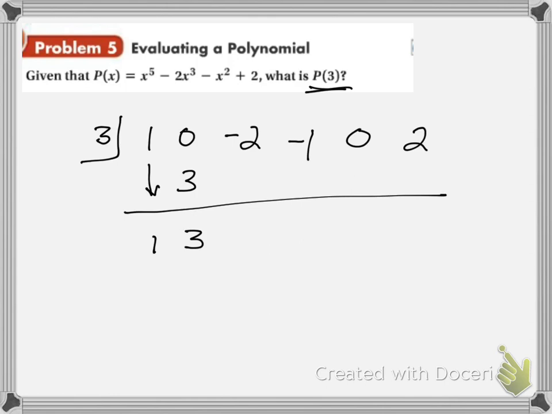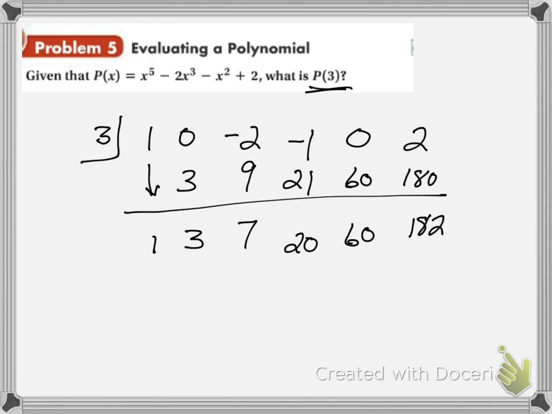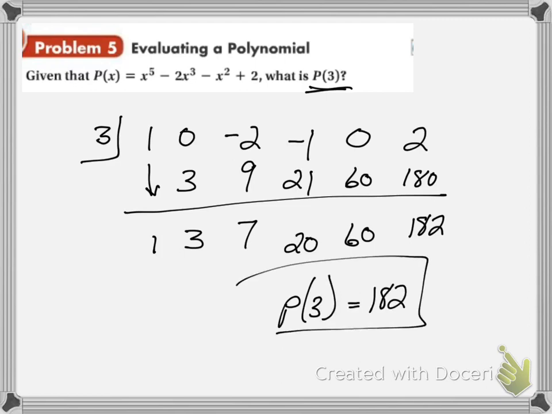3 times 3 is 9. Add 9 plus negative 2 is 7. Multiply, that gives me 21. Add, that gives me 20. Multiply, that gives me 60. Add again, that gives me 60. 3 times 60 is 180. Add for 182. So what they're saying is that P of 3 equals 182. And again, if you plug that in your calculator, that's what you get anyway, but synthetic division sometimes is easier.